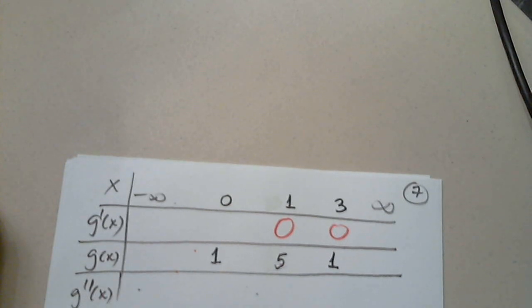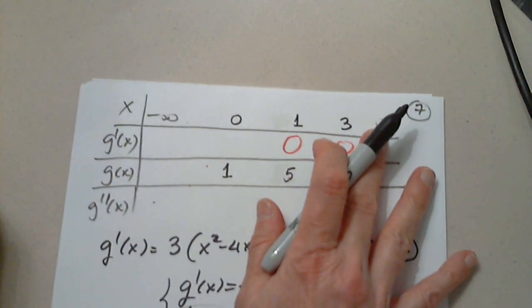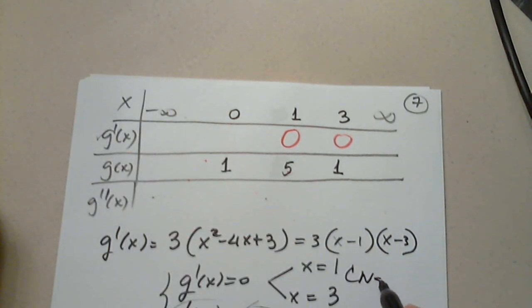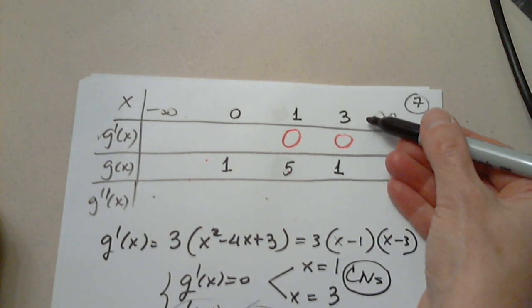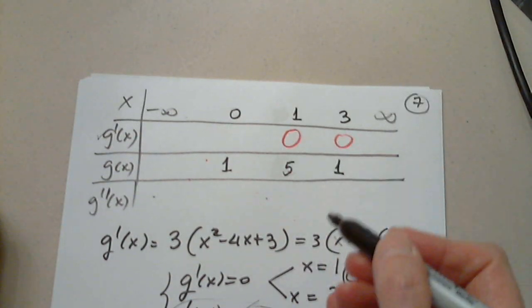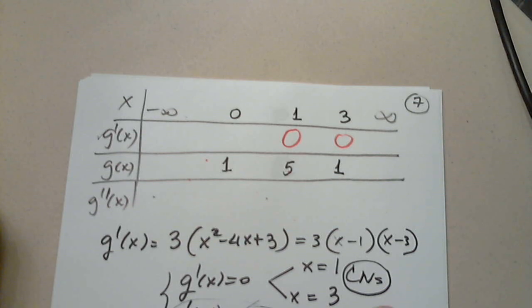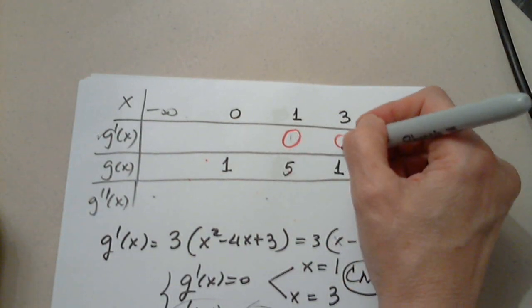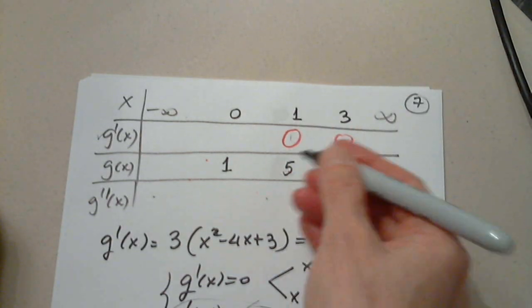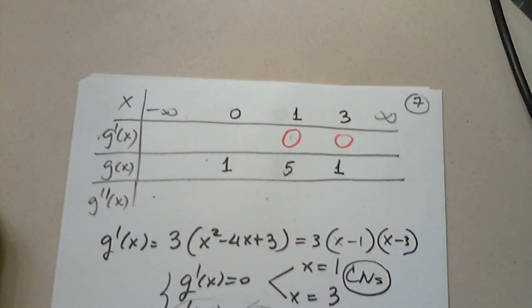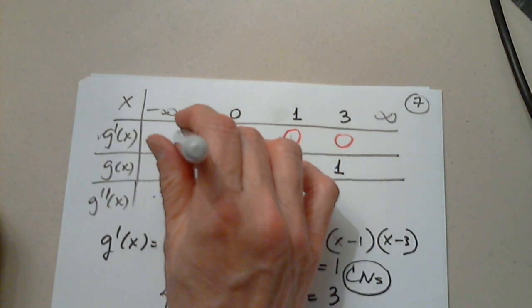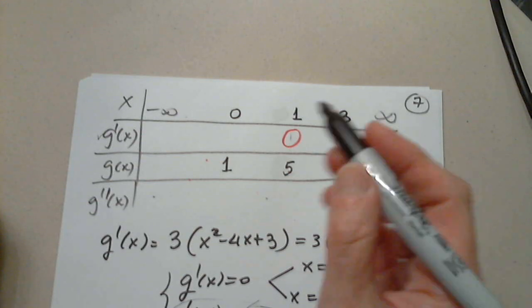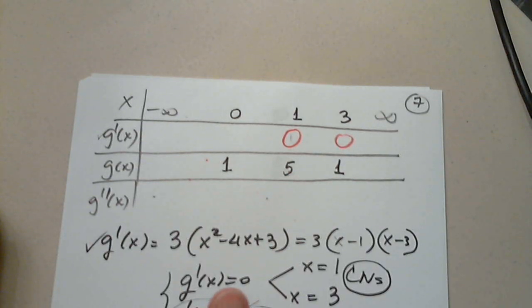Good. So let's recap. I determined g prime. I found critical numbers. I put them in the table. I put the zeros because it comes from zero. If they were coming from undefined, I would have said undefined, a bar. But they come from g prime being zero, so I put 0. The next step is I need the sign here, the sign here, and the sign here. And I'm done. Then I will be done with the first derivative.